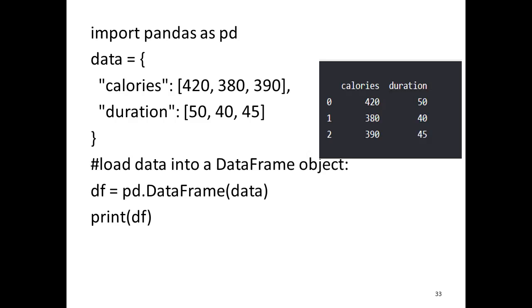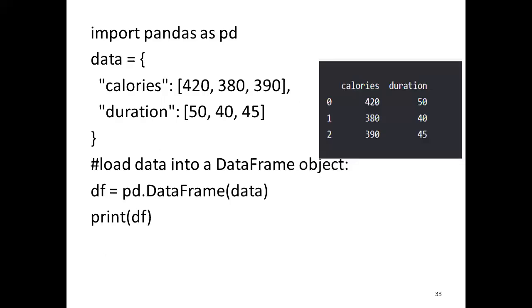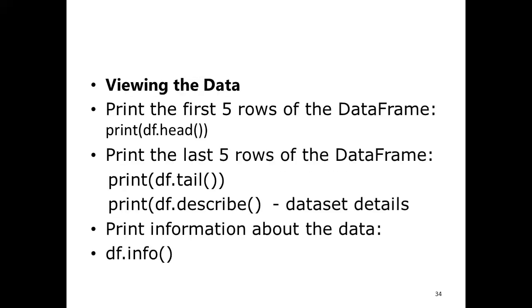So I'm creating the column names as calories and duration, and the respective rows are 420, 50; 380, 40; and 390, 45. Now I'm going to load this as a data set into a data frame. Using pd.DataFrame, I give the data, and automatically it is taken in table format. To see the output, you can display it using print with the variable name.